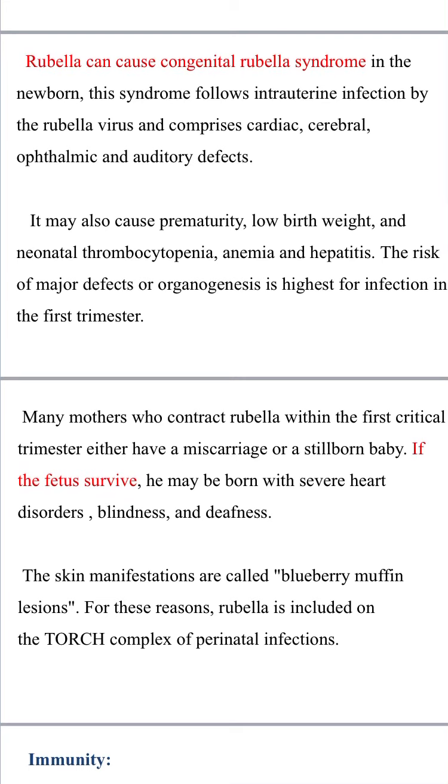of major defects of organogenesis is highest for infection in the first trimester. Many mothers who contract rubella within the first critical trimester either have a miscarriage or a stillborn baby. If the fetus survives, he may be born with severe heart disease or disorders, blindness, and deafness. The skin manifestation due to this virus is called blueberry muffin lesion. For these reasons, rubella is included in the TORCH complex of prenatal infections.